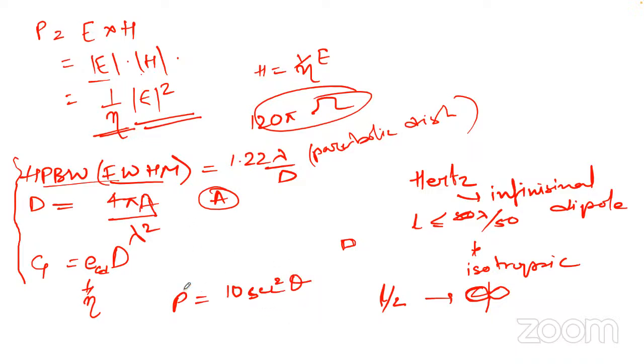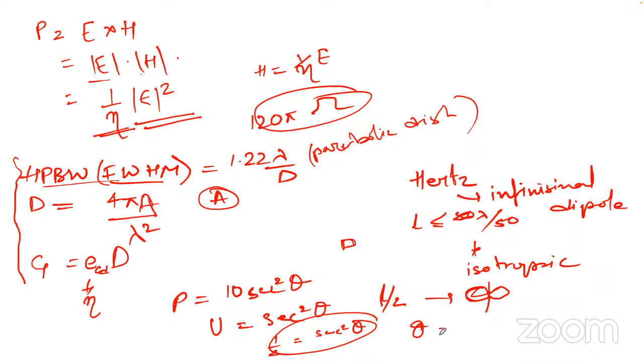What you have to do here is nothing, but just equate it. First you have to normalize this. Normalize means divided by 10, that's it. So the normalized power will be, say, sec square theta, and equate it to half of it. So 1/2 is equal to sec square theta. Okay, so with this, you will get a value of theta.